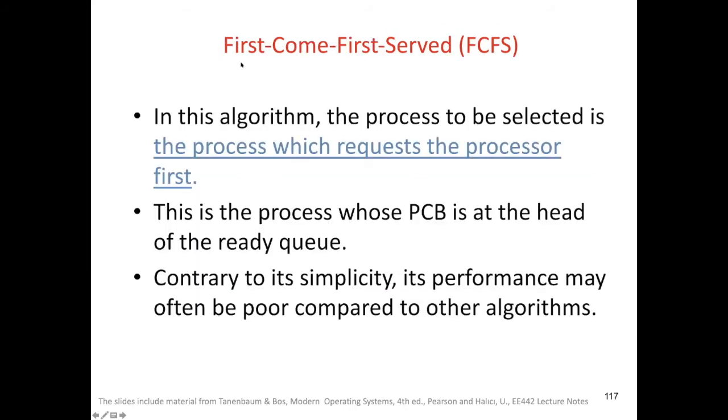First, we will consider the first come, first served algorithm. It is shortly called FCFS. In this algorithm, the process to be selected is the process which requests the processor first. This is the process whose process control block is at the head of the ready queue.